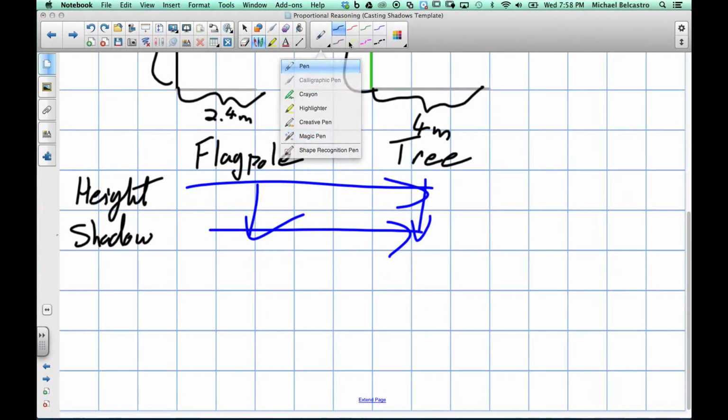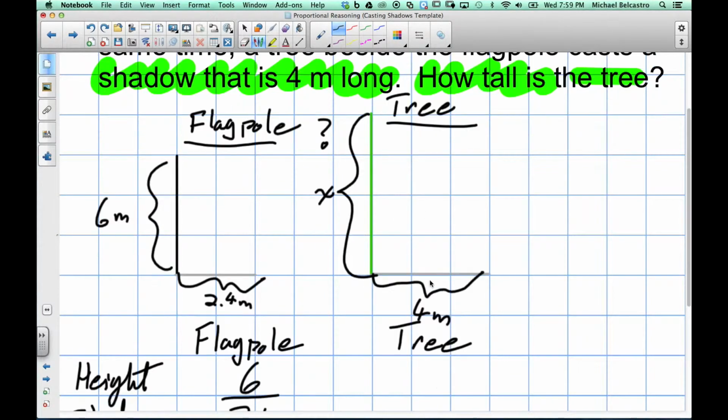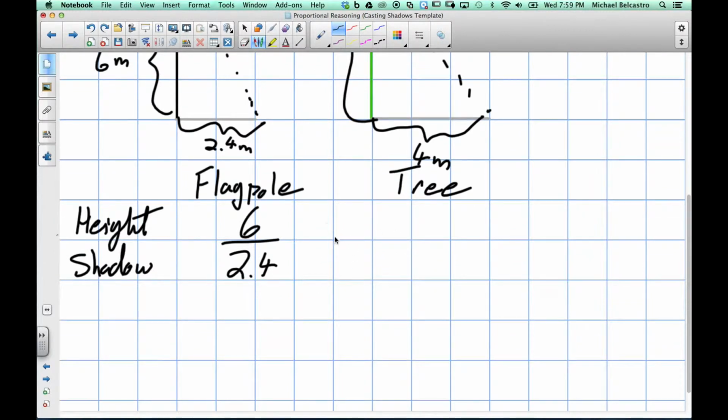Okay, and we're going to do equivalent ratios. We'll use them almost like fractions here. So here's our flagpole. The flagpole height, we were told, was 6 meters. And we just need the actual values of everything. And the shadow's distance was 2.4. Because assuming the angle and everything else is the same, these are similar triangles. And similar triangles are equivalent ratios. So we can set this equal to the height of the tree, which we represent with X, and the shadow of the tree was 4 meters.